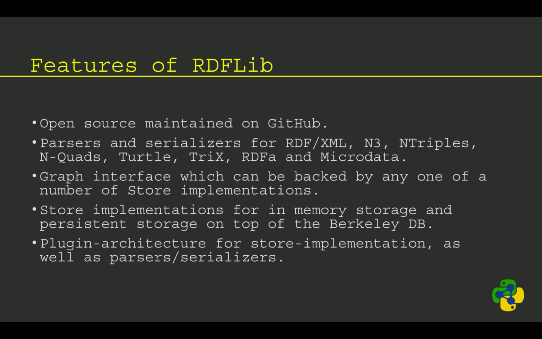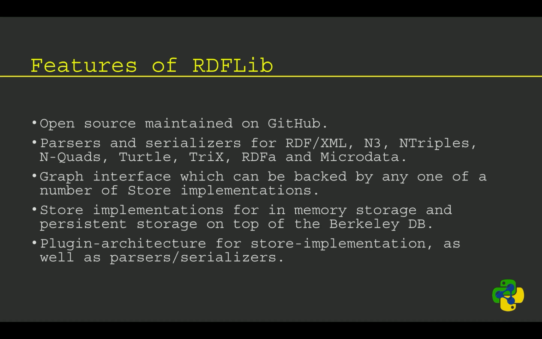So what are the basic features of RDFLib? It's open source, maintained on GitHub, with a graph interface which can be backed by any one of a number of store implementations, and a plugin architecture for store implementations as well as serializers. The store implementations include in-memory storage and persistent storage on top of the Berkeley database.